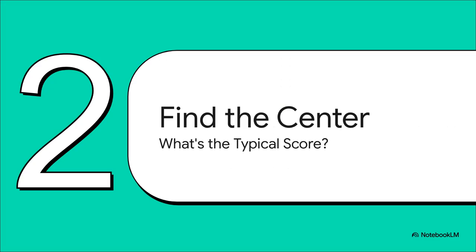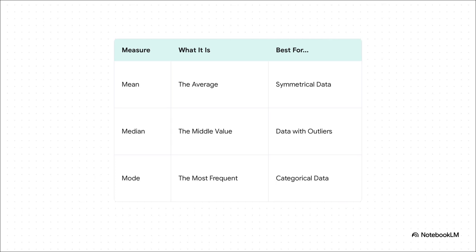Okay, so our data is organized, but now we need to find its heart. We need to answer the question, what was the typical score? This is called finding the measure of central tendency, and it gives us a single anchor point for our whole story. For this job, we have 3 main tools. First, you've got the mean. That's just your classic average. Then there's the median, which is the number that's literally in the middle if you line up all the scores from lowest to highest. And finally, the mode, which is just the number that shows up the most.